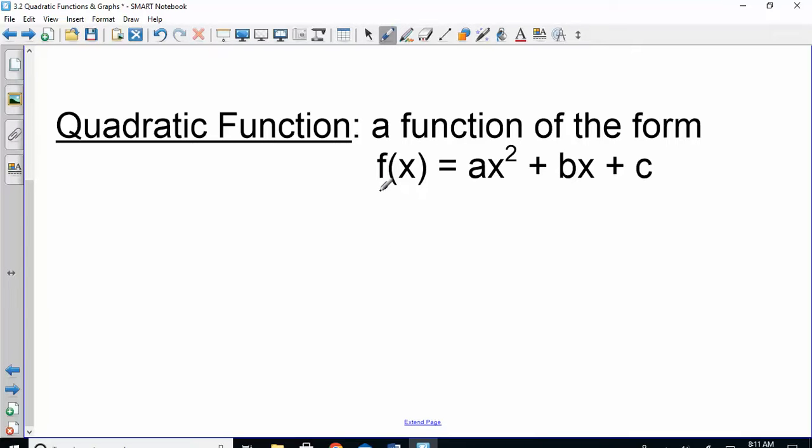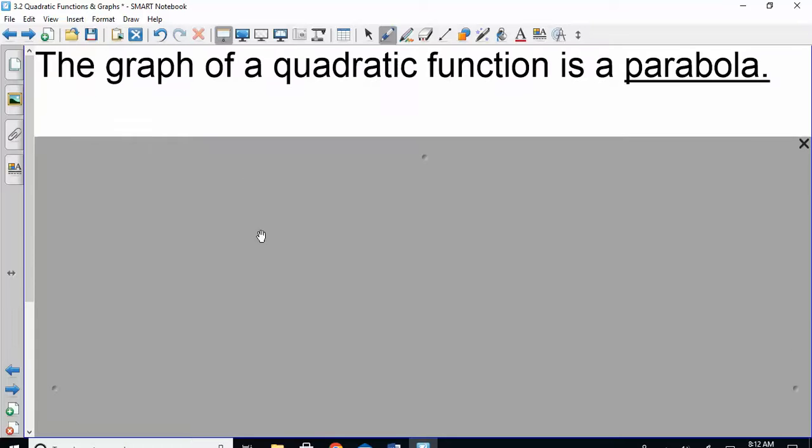So that box, the quadratic function, is a function of the form f of x or y equals ax squared plus bx plus c. We've seen some quadratics already when we talked about our parent functions, so we'll use some of that information to help us today. When you graph a quadratic, what does it look like? Parabola. So the graph of any quadratic is a parabola.